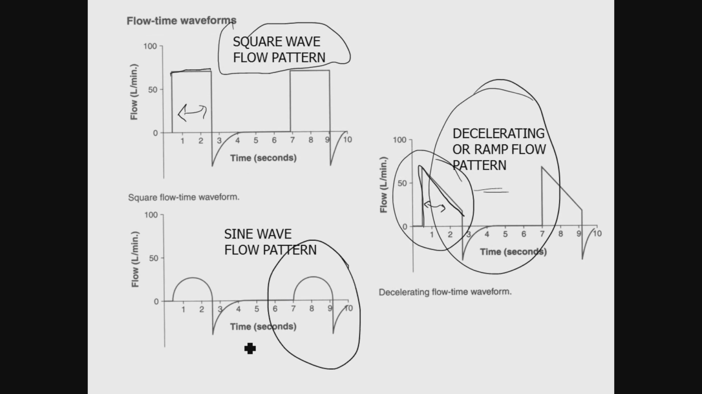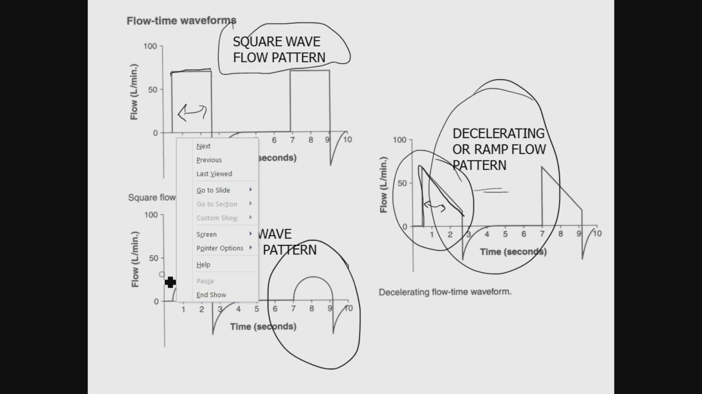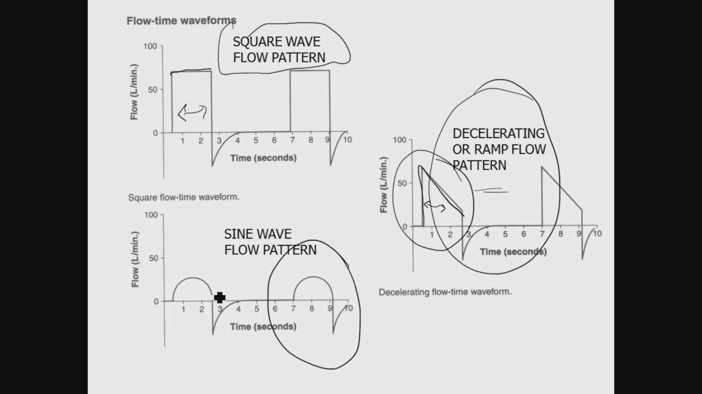Older ones actually had a sine wave. You and I breathe on a sine wave, where we start off with a very slow inspiratory flow, go to a peak flow, and then slowly go back down. They said, hey, if people do that naturally, maybe the ventilator should do that. Dumb idea. Why? Flow demands. Patients like to have a lot of flow right up front.